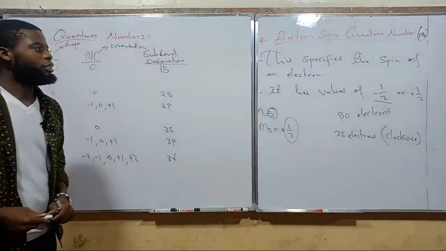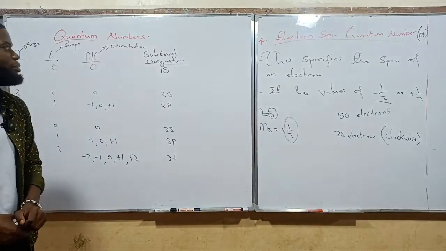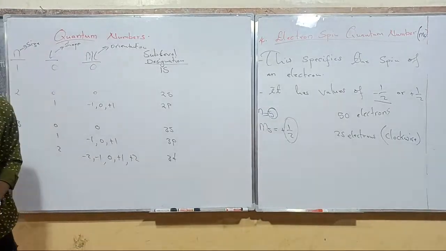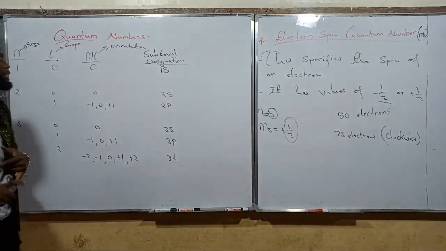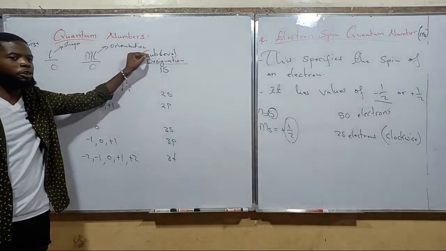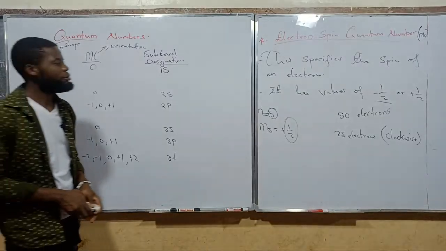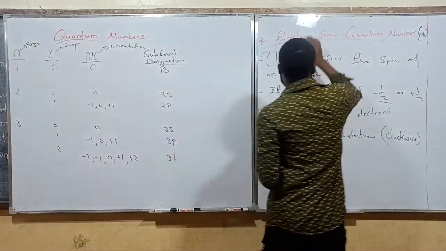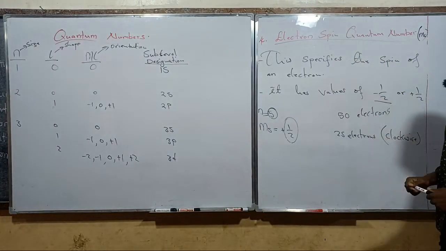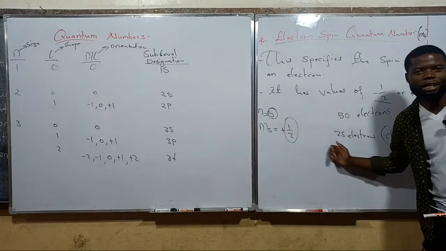Okay, so these are the 4 quantum numbers that describe the properties of atomic orbitals. So in summary, the first 3 quantum numbers specify the size, the shape, and also the orientation of an orbital. And the final quantum number, the electron spin, only specifies the spin of an electron or the number of electrons a particular orbital can accommodate.